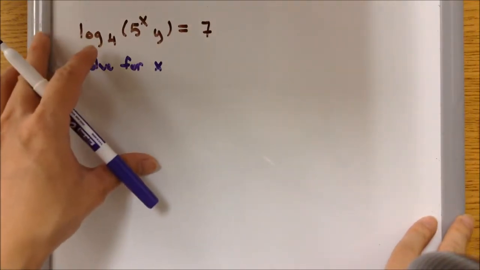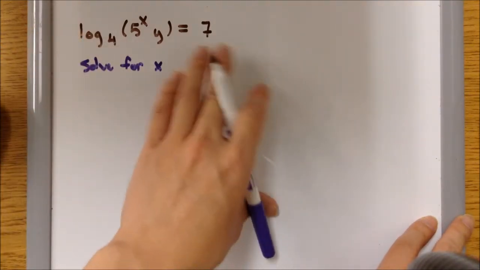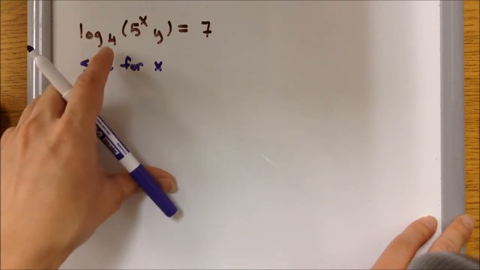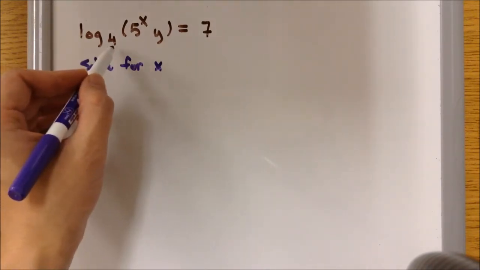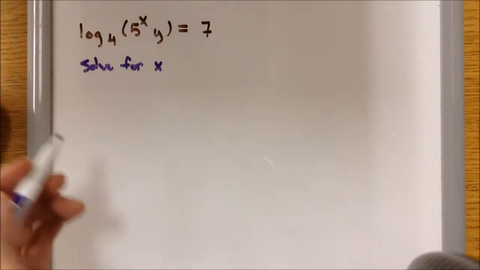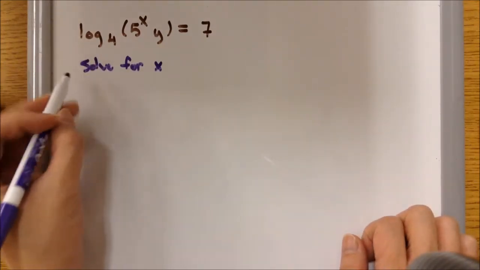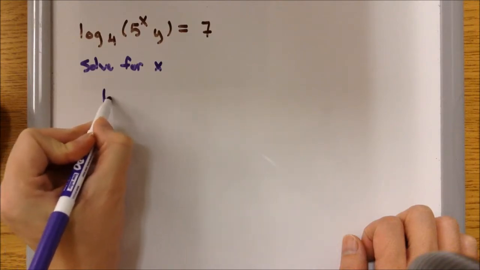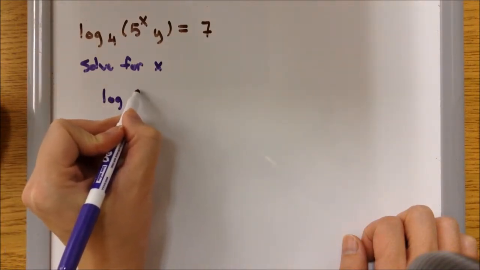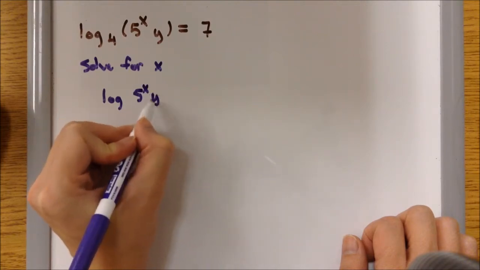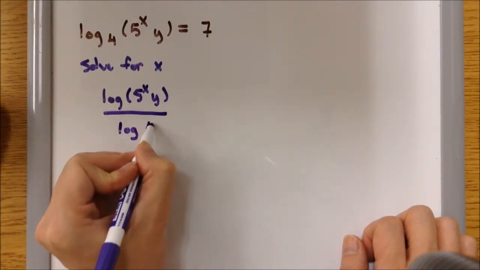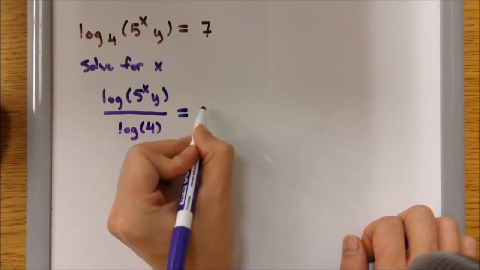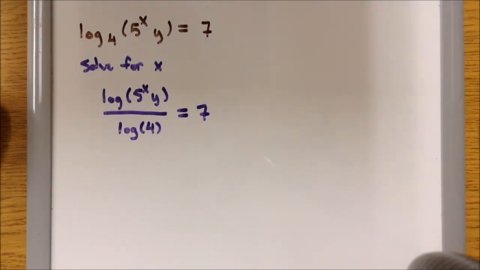So in this case, we have a log on the left side, and we do not have log on the right side. So here, since it's base of 4, and if you were trying to write it out and get ready to plug it into a calculator, then I would need to change the base 4 into a base of 10, which is the change of base formula. So the change of base will be log of 5 to the power of x times y in the numerator divided by log of 4, which was originally our base, equal to 7. So I did the change of base.